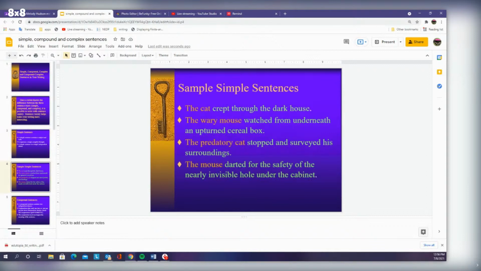The cat crept through the dark house. The weary mouse watched from underneath an upturned cereal box. The predatory cat stopped and surveyed his surroundings. The mouse darted for the safety of the nearly invisible hole under the cabinet. So we've got a subject and we've got a verb. The cat did what? Crept through the dark house. The weary mouse what? Watched. The predatory cat stopped and surveyed. And then the mouse darted. So those are simple sentences.